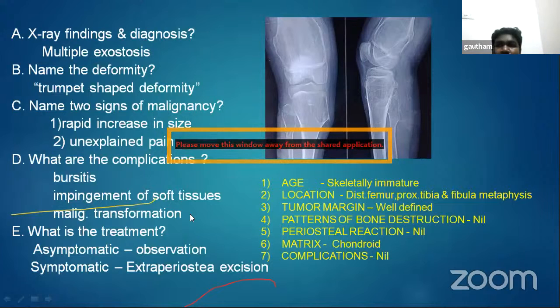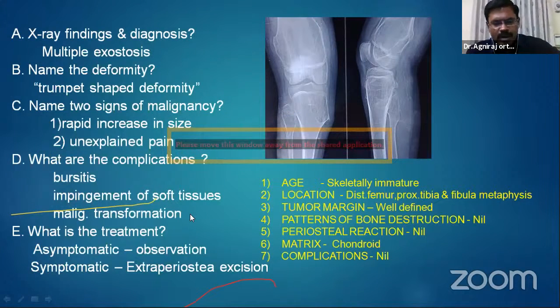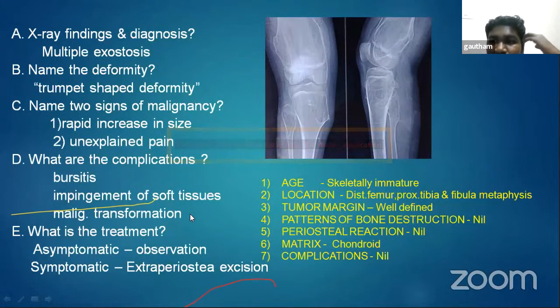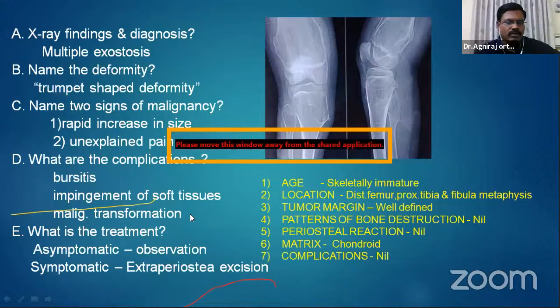Osteosarcoma. So you are wrong. It is not osteosarcoma. The more common is chondrosarcoma. So you should remember this about osteochondroma. I put that WHO classification slide first itself only for that. Osteochondroma is a cartilage forming tumor. Asymptomatic, no treatment. Symptomatic, extra periosteal excision or resection.